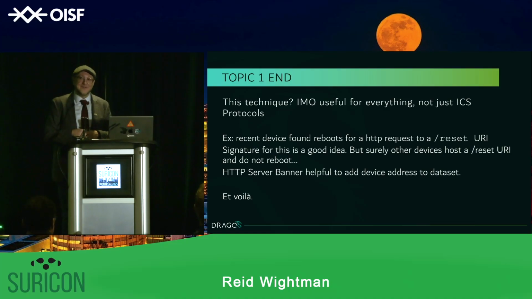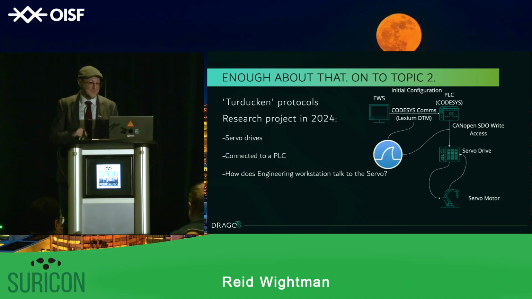And I was like, well, it would be good to write a rule for this. Of course, there's probably other stuff out there that has a /reset URI, so I probably don't just want a rule that says, did somebody get /reset? That's an alert. So we did this just by looking at the server banner and saying, all right, here's the server. It's got a pretty unique string for its server banner. If we see that server banner, we add the device to the dataset. And then if it's in the dataset and we see the /reset URI, we're going to alert on that and nothing else. So cool. So enough about that. That was a fire hose.